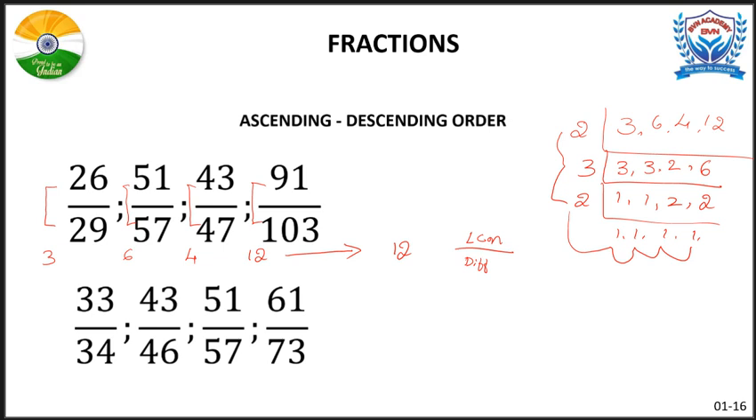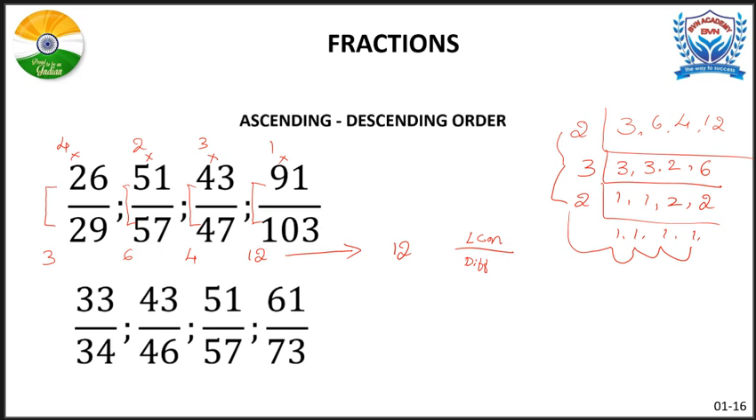So 12 by 3 is 4. Write 4 here. 12 by 6 is 2. Write 2 here. 12 by 4 is 3. Write it here. 12 by 12 is 1. Write it here. Now multiply this number with the numerator and write down the values.